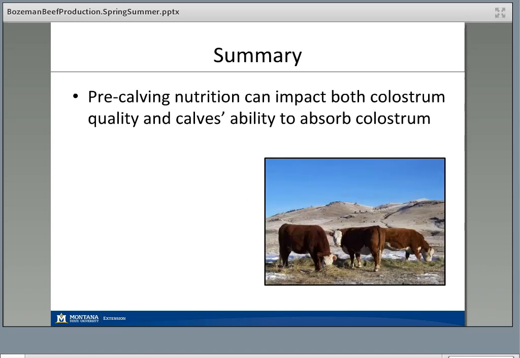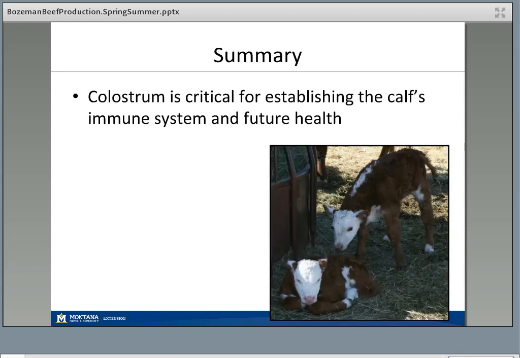So hopefully I've convinced you then that pre-calving nutrition can impact both colostrum quality and the calf's ability to absorb colostrum, and we have control over some of that. Colostrum is very critical then for establishing an immune system of a calf and for their future health on into the feedlot for steers, and perhaps even for the rest of their life for replacement heifers.